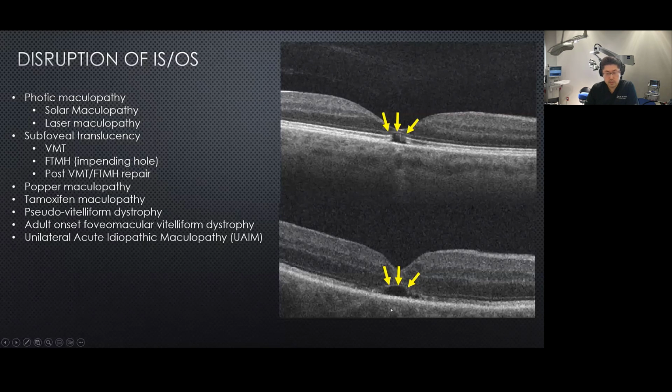This is post-VMT macular hole retinal detachment repair. You can get this sort of outer retinal defect. And some of the newer diagnoses are popper maculopathy with the use of nitrite for recreational use, tamoxifen, pseudovitelliform, adult vitelliform dystrophy, and unilateral acute idiopathic maculopathy. With focal foveolitis, you can also get this sort of disruption of the ellipsoid layer.